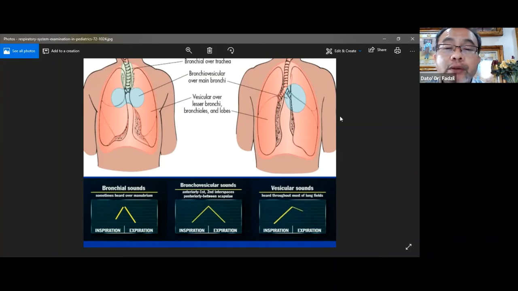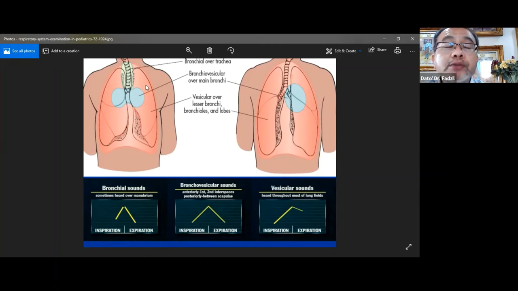Bronchial breath sound is easy. You try to put your stethoscope at your trachea there. You can hear a bronchial breath sound. So mainly you listen for vesicular breath sound, bronchovesicular breath sound, and then bronchial breath sound.